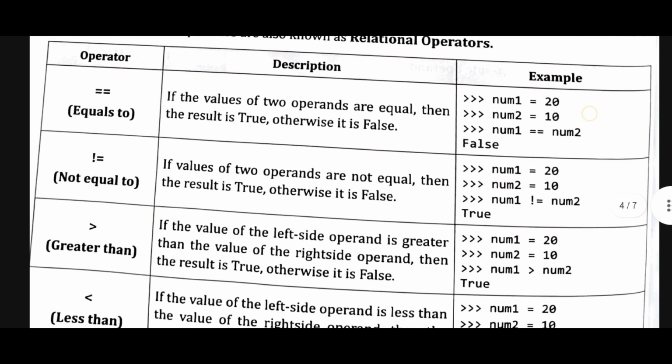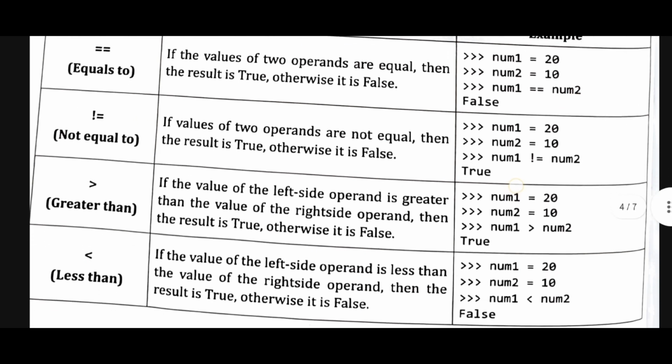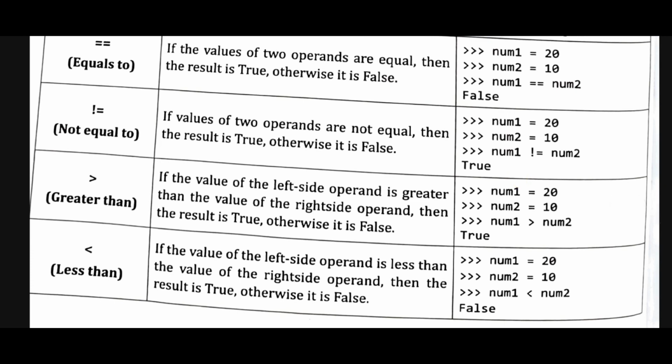But let us consider this example. Number 1 is equal to 20 and number 2 is equal to 10. We are checking whether number 1 is equal to number 2. Are they both equal? 20 and 10 are not equal. So it is returning the output as false. Now the next operator is not equal to. It will check whether both the variables are not equal.